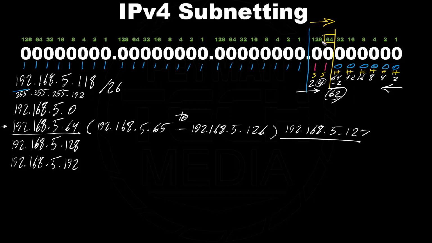The network address is 192.168.5.64. The first available IP address is this. The last available IP address is this. And the broadcast address is this for this IP address. And the subnet mask is 255.255.255.192.